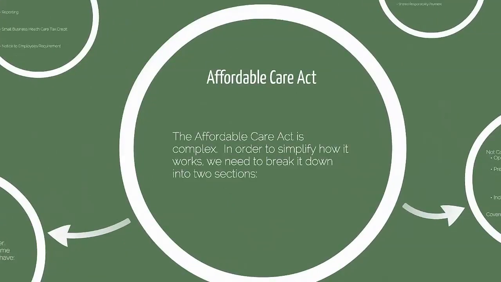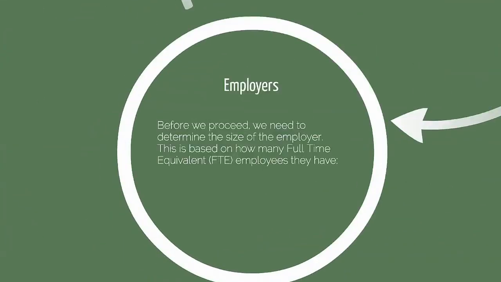As you may be aware, the Affordable Care Act, also known as ObamaCare, will affect individuals and organizations. We have broken this down into two sections: employers and individuals. We feel this breakdown will help clarify how the plan will apply to businesses and taxpayers. Let's go ahead and take a look at employers first.